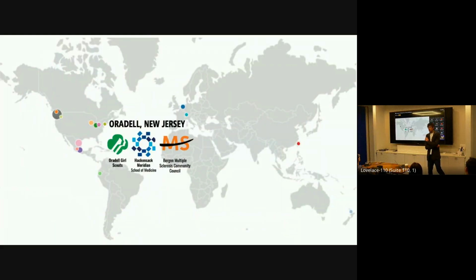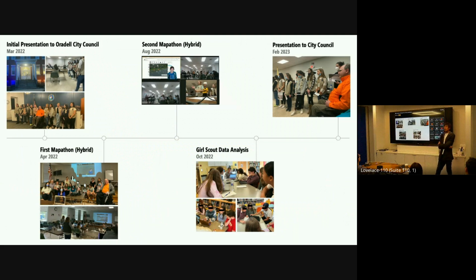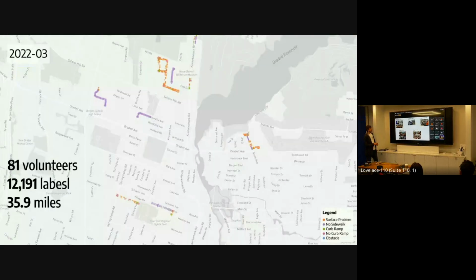I'm perhaps most proud of this one. This is one of our most recent successes. So this is with Oradell, with a local hospital, the national multiple sclerosis group, that was their local group there, and also the Girl Scouts. The Girl Scouts really drove this project. So through service learning, they learned about urban design and mobility as a human right and disability. And they also presented their findings to the city council.